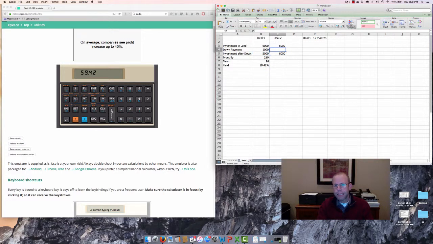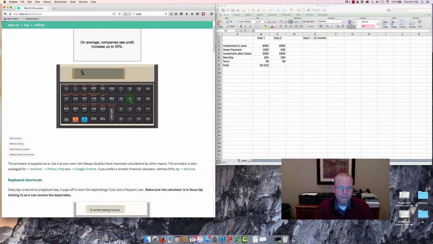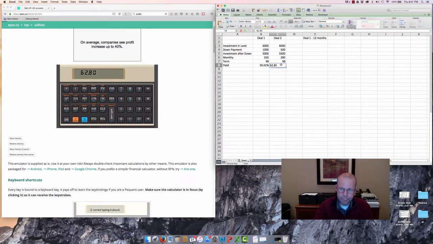Then I showed that essentially I can make this deal better, even if I get less money down. If I got $500 down, but I boosted up my monthly note payment and kept my term the same, now I have $5,500 invested in this property. I'm making $290 per month. My return is 5.23% times 12, or 62.80%. 62.8% a year. Not bad.